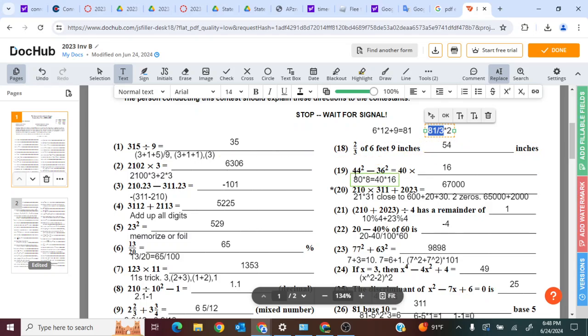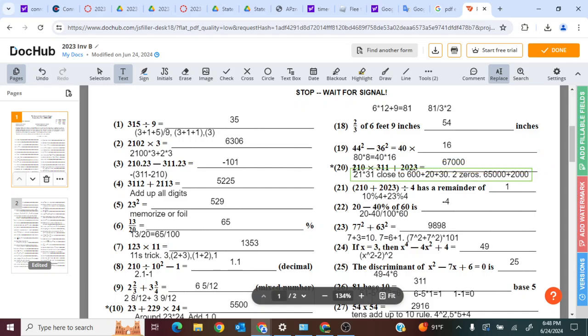Okay, 19. This is your difference of squares. Difference of squares is the sum of these two values times the difference between these two values. So 80 times 8, and you have to rearrange that to fit this format. Divide by 2, multiply by 2, 40 times 16.